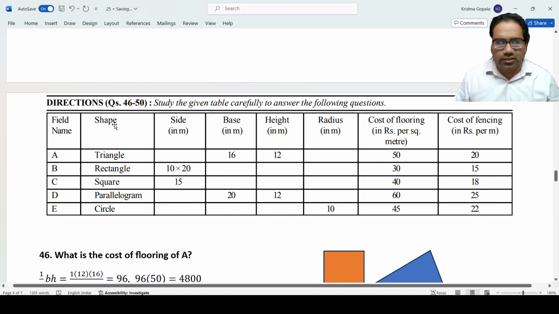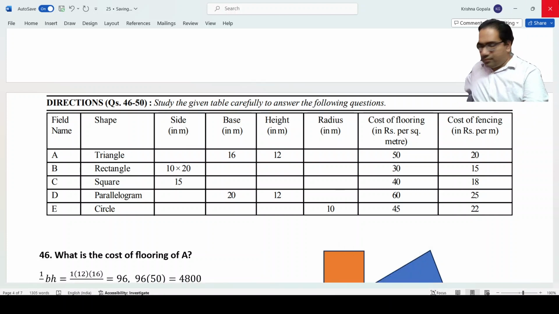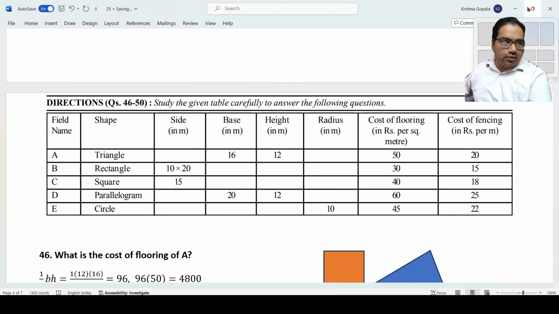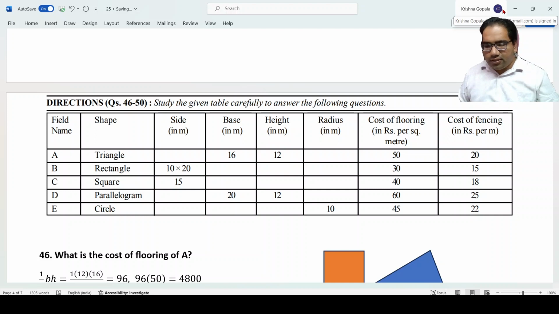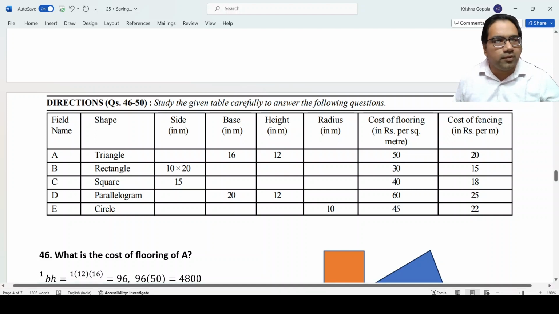Let us continue our session on solving the previous question paper. Right? We had done around 45 questions earlier. Let's continue with the remaining questions.